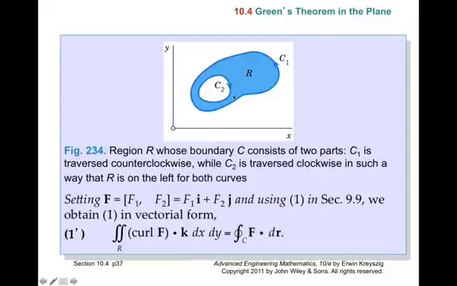So here's an example of a region whose boundary consists of two parts, C1 and C2. In that case, we would have an F1 and an F2, and we could apply that formula shown on the previous page.